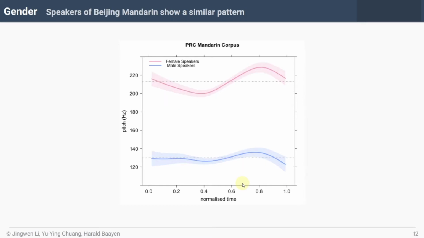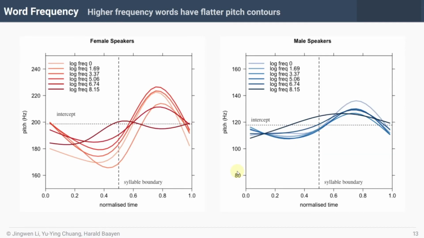We replicated our findings in another spontaneous speech corpus from Beijing. The gender difference is observed across two distinct variants of Mandarin. This time, the predicted pitch contour for male speakers is almost indistinguishable from the predicted mean. Then we look at word frequency.